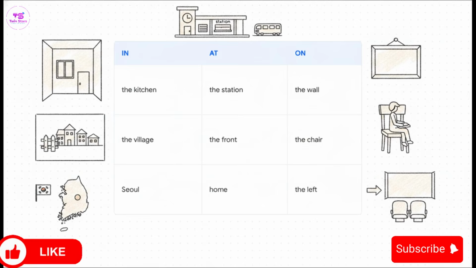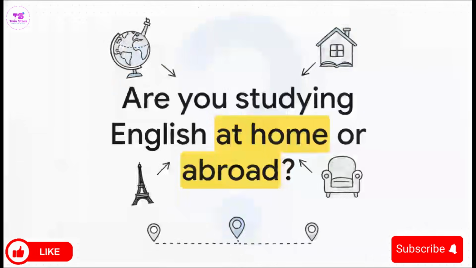And finally, we use on for surfaces or lines. A photo goes on the wall. You sit on the chair. And as we literally just learned, the cinema is on the left or on the right. If you just remember to categorize them by borders, points, and surfaces, these tricky little words suddenly start to make perfect logical sense. Wow, we have covered a lot of ground today, haven't we?